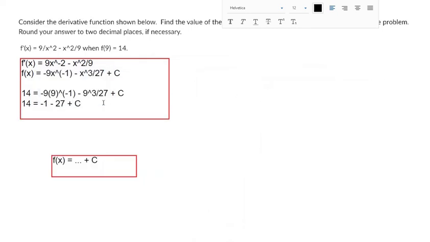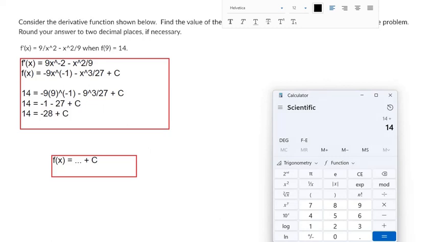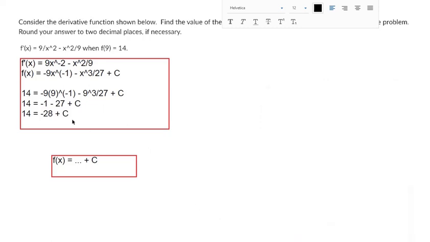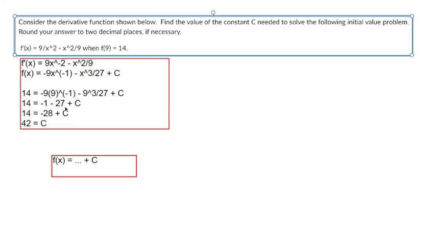Still solving for c, that makes 14 equals negative 28. Add that c to both sides. So I get c is 42. That's all I wanted, was what c was. Yeah, okay, so that's it. So c should be 42.